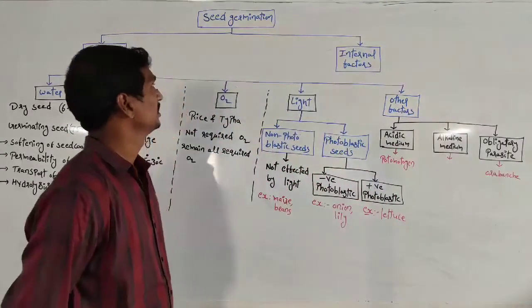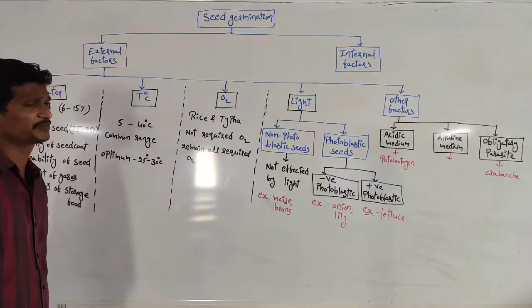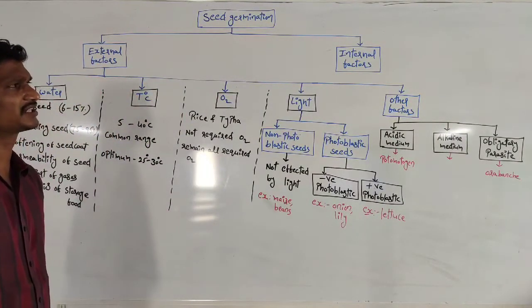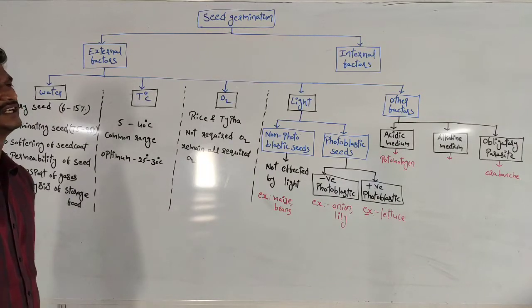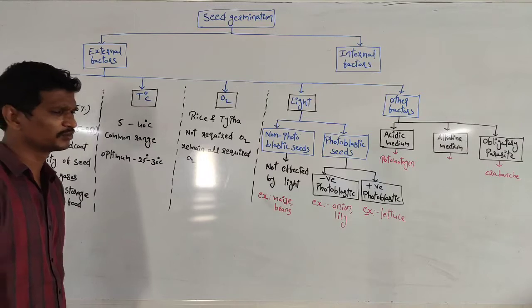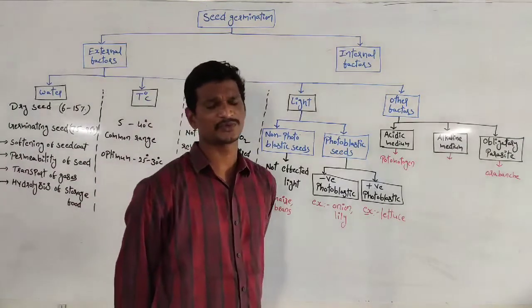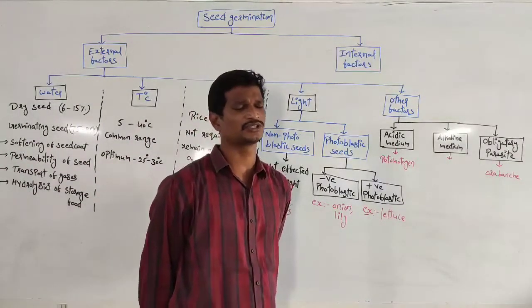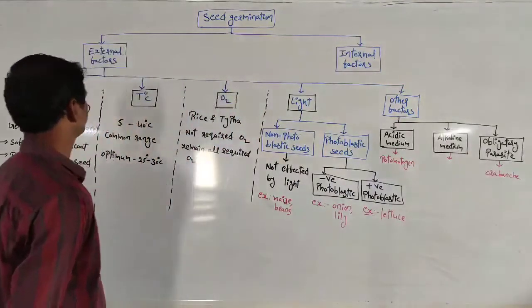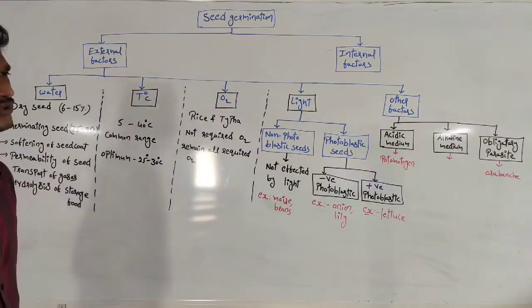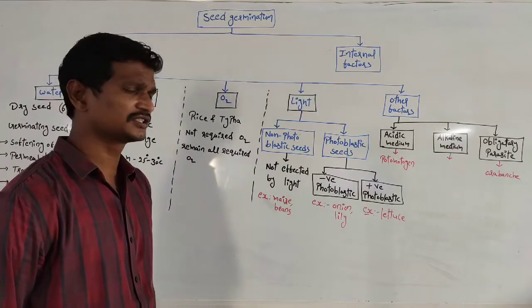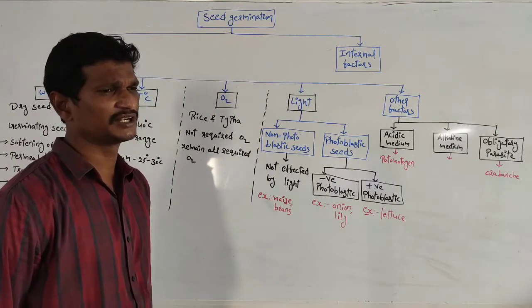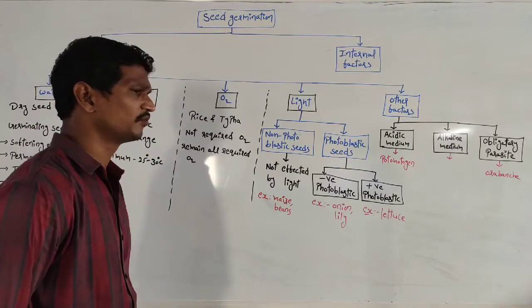So here the seed germination process is especially controlled by two factors. One is called external factors and the other is called internal factors. Moreover, both factors are very important for the seed germination process. Here, among the external factors, the very important external factor for seed germination is water.